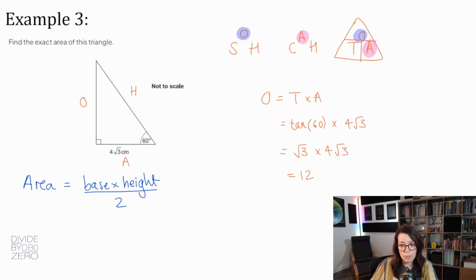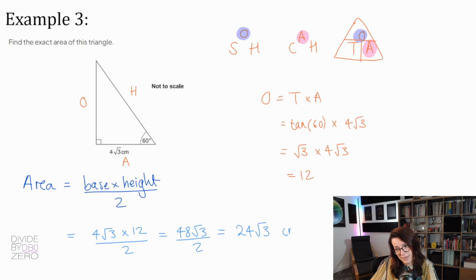Now we can go ahead and pop that into the area formula. So area was base times height divided by 2. Let's do that. So base is 4 root 3 times the height 12 divided by 2 gives 48 root 3 over 2, cancelling down to 24 root 3 centimetres squared.